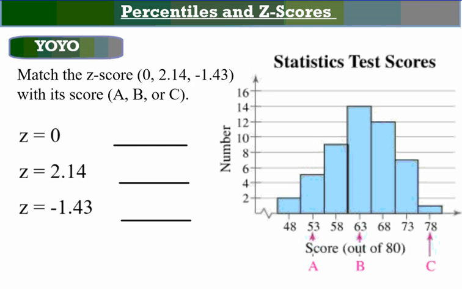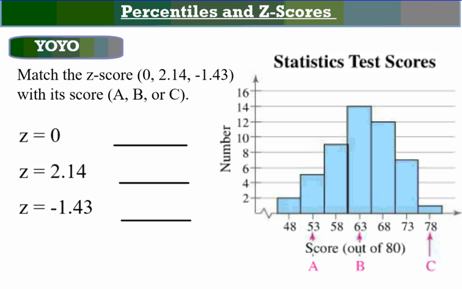I'm going to give you a chance to try this concept by supplying you with a distribution and asking you to match the z-score with the score, either option A, B, or C. Pause the video now and then come back once you've had a chance to try.